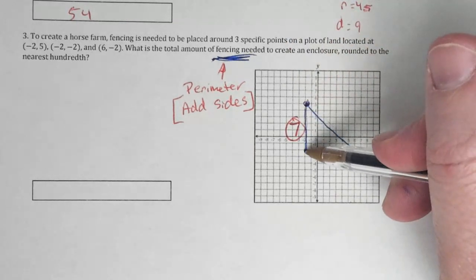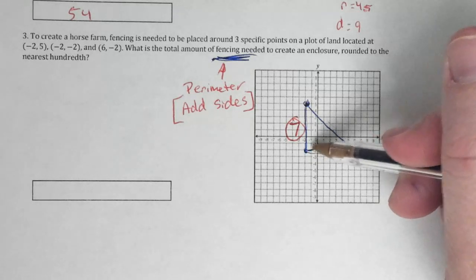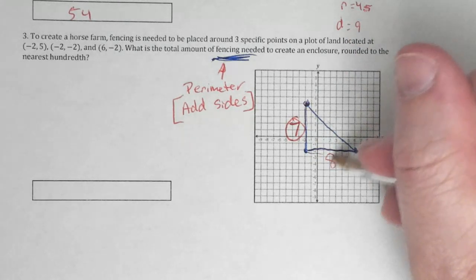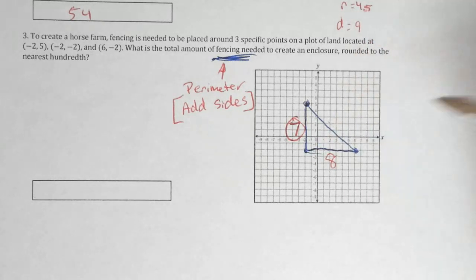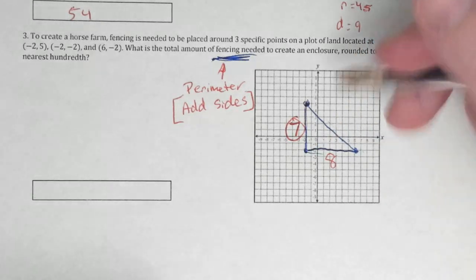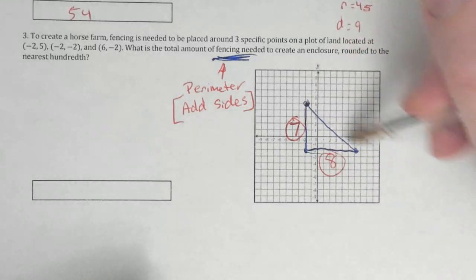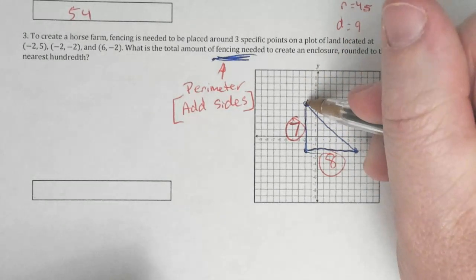This side right here, I can just count that again: 1, 2, 3, 4, 5, 6, 7, 8. Should have gone from here to here, but that's okay. However, this one, I cannot count. So I have to, so no.